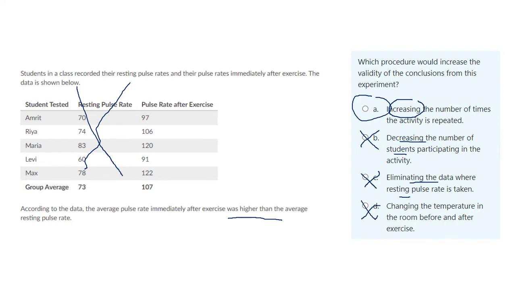D is not good because changing the temperature means there would be two variables. There would be the variable of exercise and also the variable of temperature. And then the change in heart rate could be because of the exercise or it could be because of the temperature. When we're doing the investigation, we try to have one independent variable and then we can attribute the change in the dependent variable to the change that we made in the independent variable.